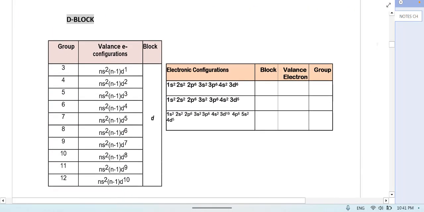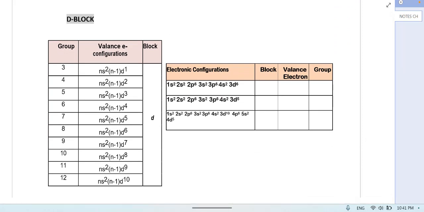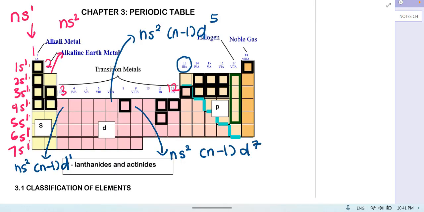Okay, so next is D block. For D block, we need to add on electron. 2 plus 1 is 3. So 3 valence electron, group 3. 2 plus 2, 4. So 4 valence electron, group 4. So for D block elements, it starts with group 3 until group 12.